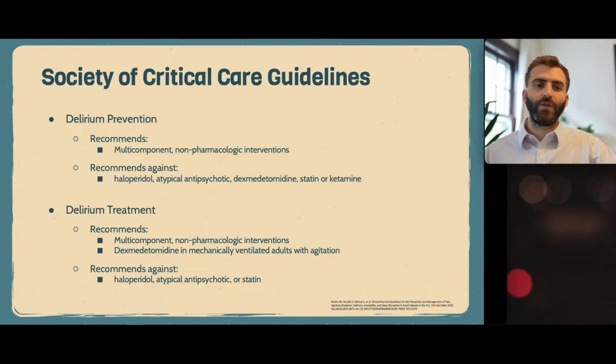In regards to prevention, they recommend against a lot of the medications. Haloperidol, which is a first-gen antipsychotic, atypical antipsychotics, dexmedetomidine, statins, ketamine, it recommends against all of them. Delirium treatment is much the same. So you want to do those non-pharm options. You can use dexmedetomidine in mechanically ventilated adults, and it recommends against haloperidol, atypical antipsychotics, or statins.